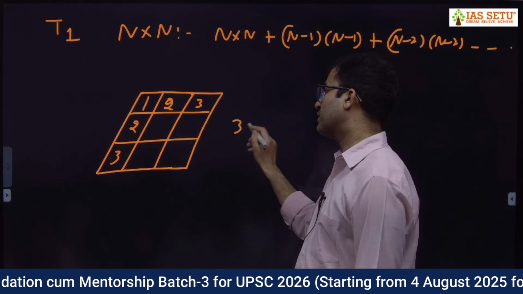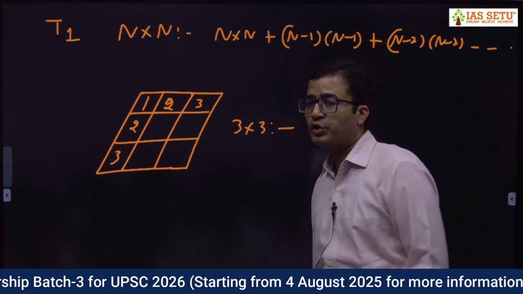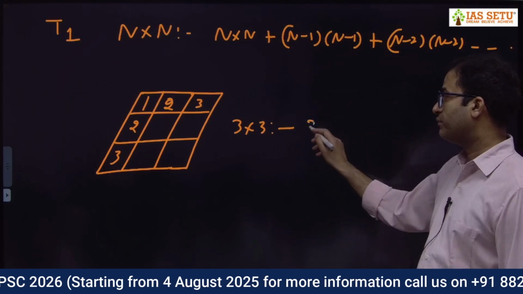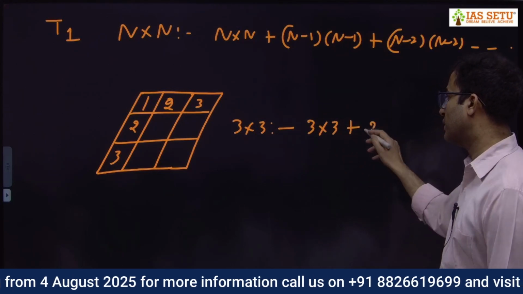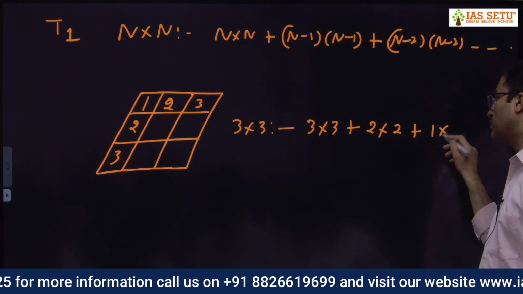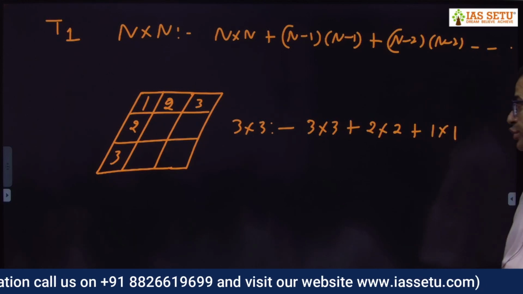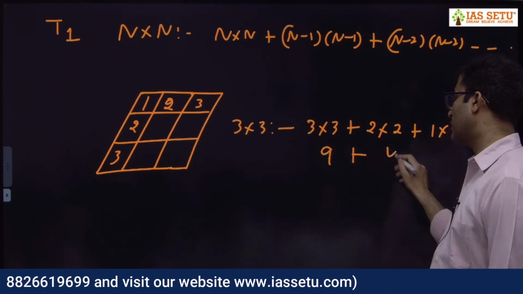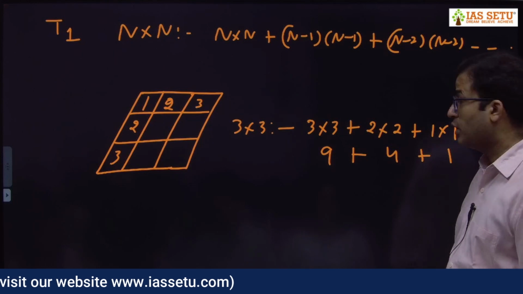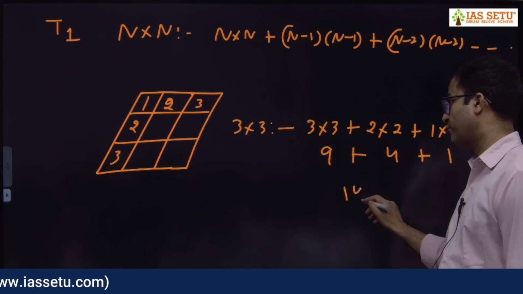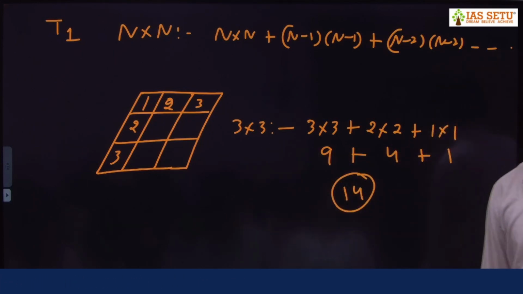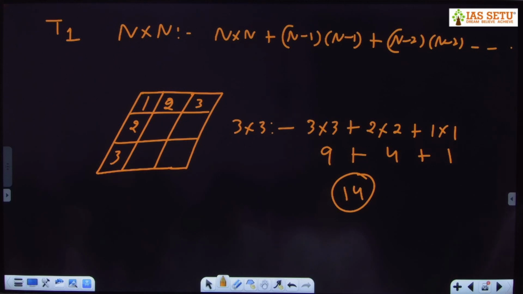Here this figure is 3 by 3. So as per our rule, start with 3 into 3 plus 2 into 2 plus 1 into 1 plus 0 into 0. So this is 9 plus 4 plus 1. So what do you have? 13 plus 1, 14. In this given figure, how many rhombus are there? 14.